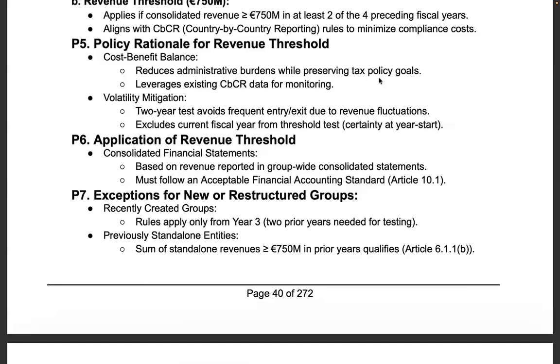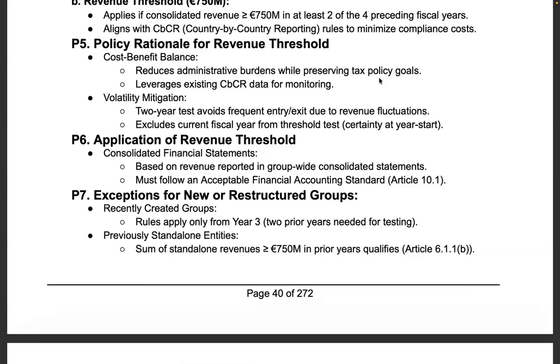Excludes current fiscal year from the threshold test. So certainty at year start. Yeah, that's a very good point. Meaning if you're testing a given year where you want to apply the BEPS Pillar 2 framework, the entities have to do provisioning for their tax liabilities, etc. So it is always needed. Tax certainty is a very important aspect of taxation. So at the beginning of the year itself, the company would know, because this is a kind of look back test, looking back at the previous 4 years.